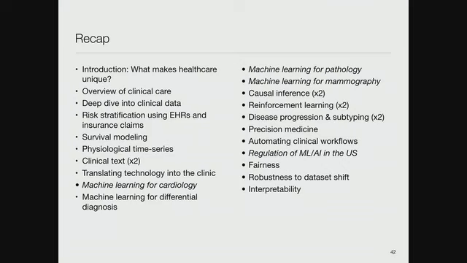The italicized ones were guest lectures, so machine learning for cardiology, machine learning for differential diagnosis, machine learning for pathology, for mammography. David gave a couple of lectures on causal inference and reinforcement learning, or David and a guest, which I didn't note here. Disease progression and subtyping. We talked about precision medicine and the role of genetics, automating clinical workflows, the lecture on regulation, and then recently fairness, robustness to data set shift, and interpretability. So that's quite a lot.